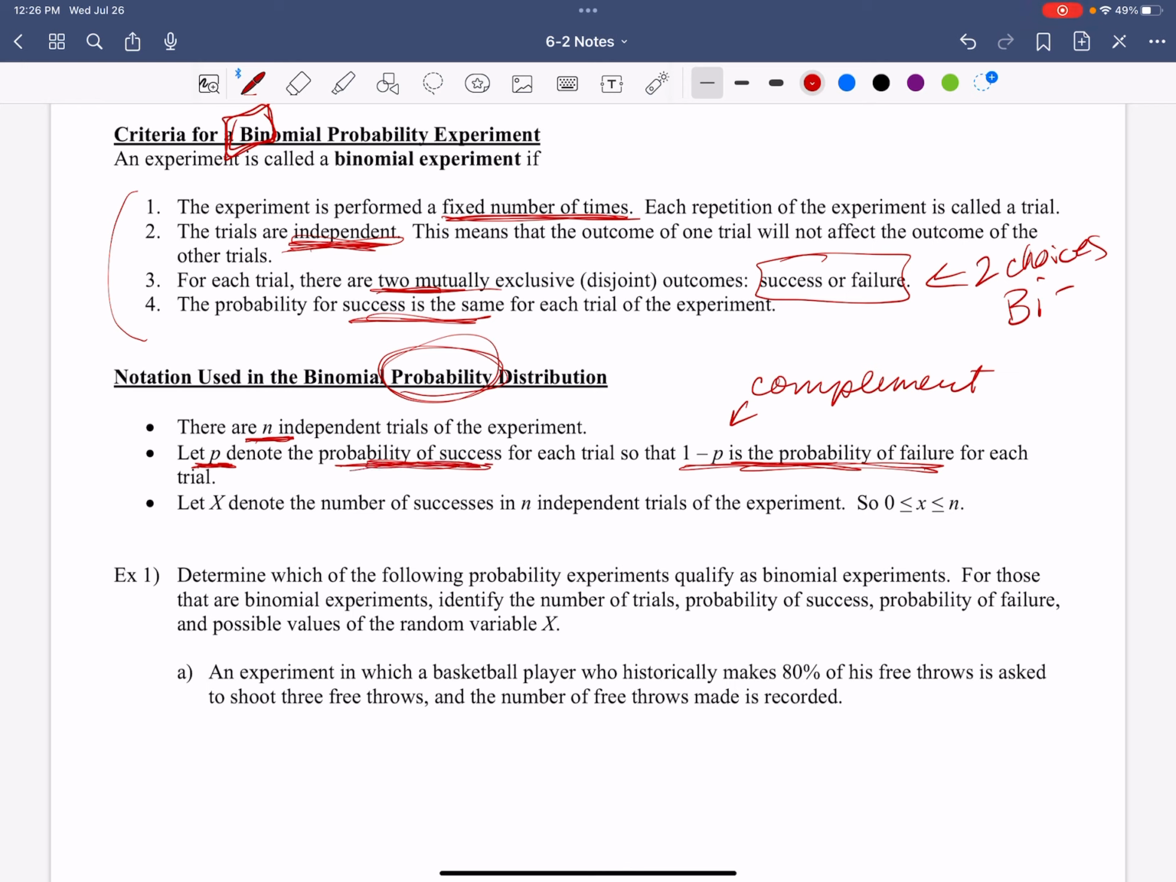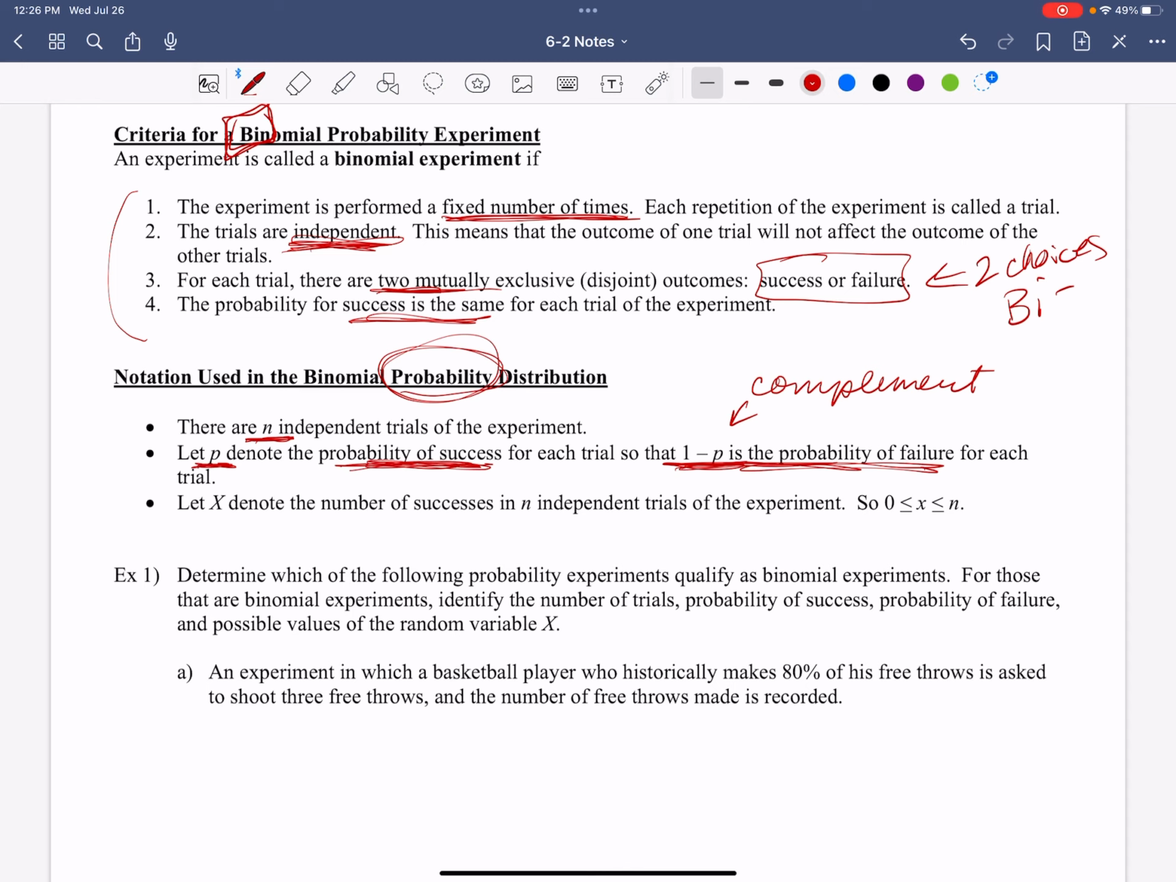P is going to be success. Well, what's the other side of it? If I only have 2 choices, what's the other side of it? Failure. And if I have a probability, they all have to add to 1. So I'm going to use the complement to get the other part of it. Right? Okay. It's not that bad.